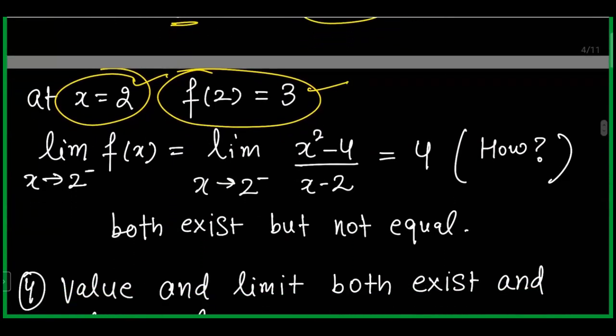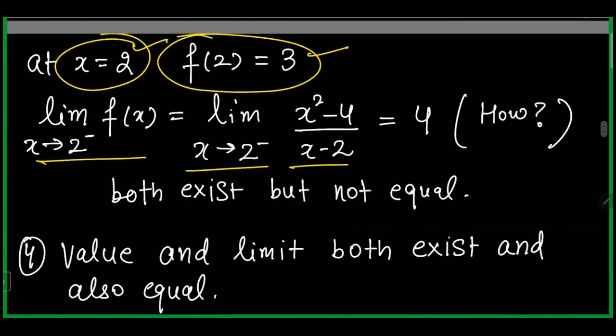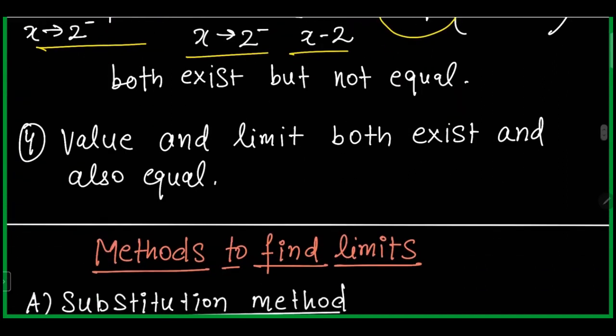But what about the limit? If we talk about limit, which function do we put? Now we are not at exactly 2. We are close to 2. So what function will we put? We will put x square minus 4 by x minus 2. And this gives you the answer 4. How? I will explain in the later steps, when I tell you how to find limits. You can find this limit very easily. But for now, you have to trust me that the value of this limit will be 4. So the value of this limit is 4 and the value of the function is 3 and both of them are not equal. Okay. So this is your case number 3.